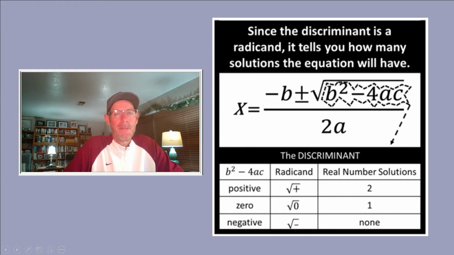If b squared minus 4ac is positive, then your radicand will be positive and you'll have 2 real number solutions. If b squared minus 4ac is 0, then your radicand will be 0 and you'll have 1 real number solution. And finally, if b squared minus 4ac is negative, then your radicand will be negative and you will have no real number solutions.